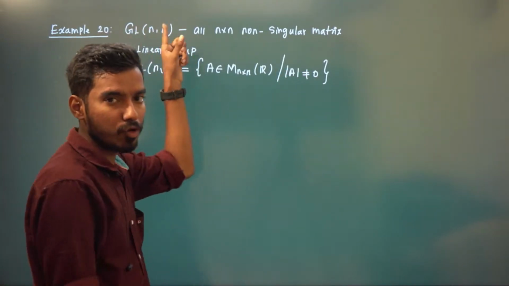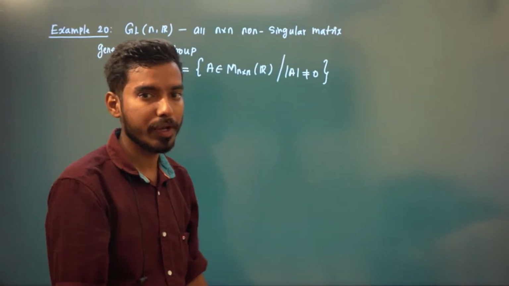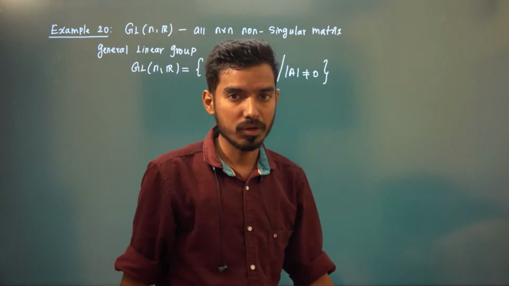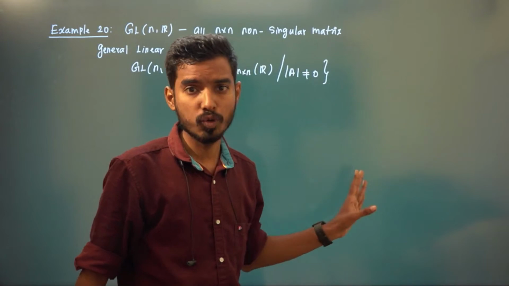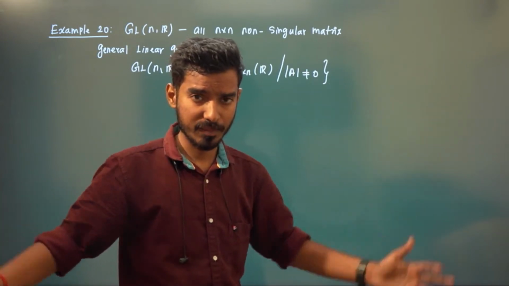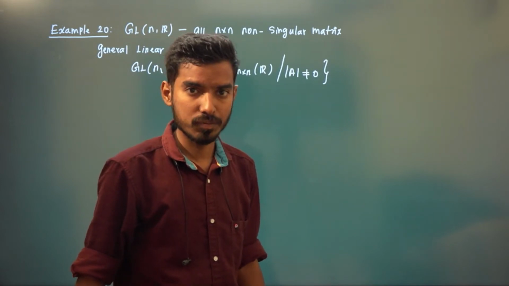You have to fix n at the beginning itself. If you fix n equal to 2, you are collecting all those 2 by 2 matrices whose determinant is not equal to 0. If you fix n equal to 3, you are collecting all 3 by 3 ones. It is an infinite group, because there are infinitely many matrices of order 3 whose determinant is not equal to 0.